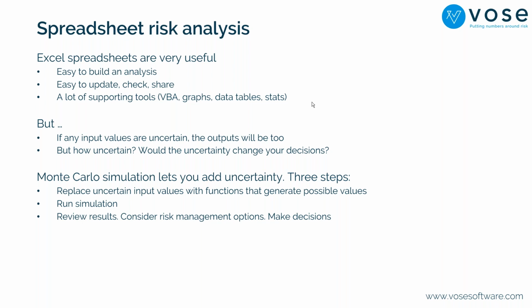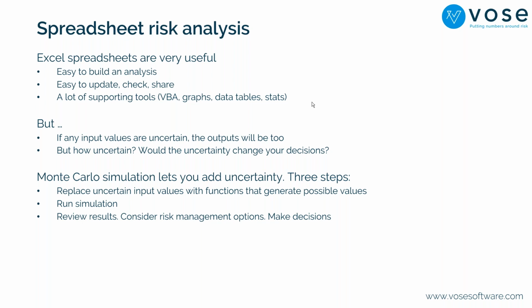So Monte Carlo simulation within Excel lets you add uncertainty into your models, and there are three parts to it. You replace the single values in the model with uncertain values, and this is done using probability distribution functions. These are functions that randomly generate values. In place of a single one, they generate a range of possible values, and the trick is that the values will appear during simulation with a frequency that is proportional to how likely you believe they are to occur. That's where all of the probability comes in Monte Carlo simulation. Second stage is that you run the simulation, which is running thousands of different scenarios. And then finally, you review the results and you consider your options and make your decisions.